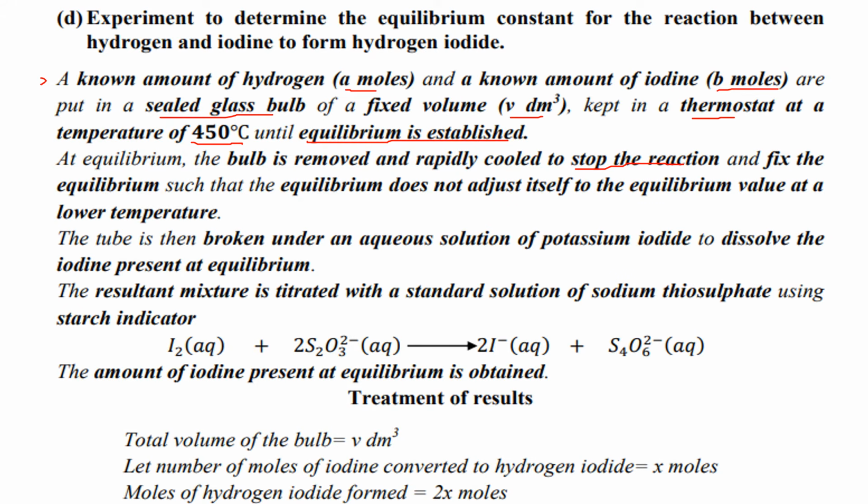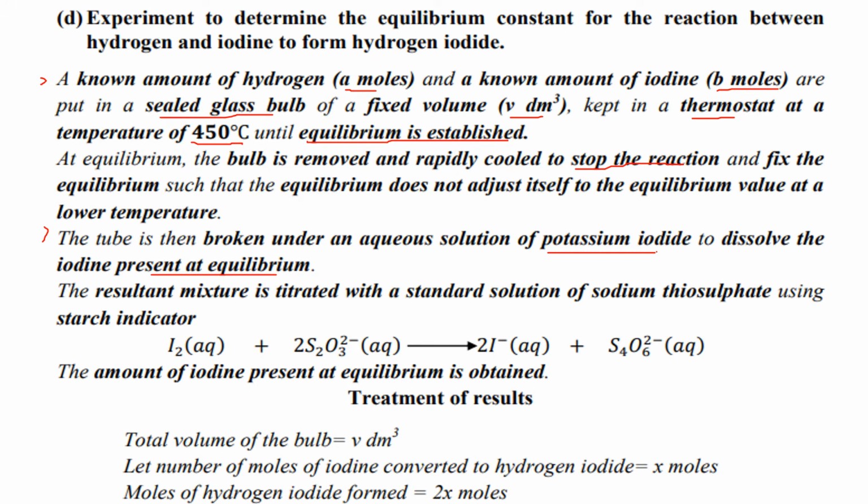So we do that, and then the tube is going to be broken under an aqueous solution of potassium iodide, and we are going to dissolve the iodine present at equilibrium. So we break the tube under an aqueous solution of potassium iodide so as to dissolve the amount of iodine that is present at equilibrium.